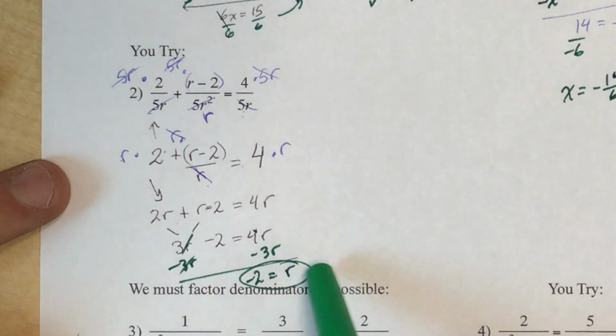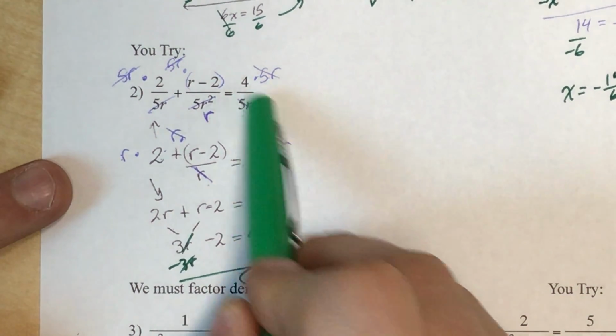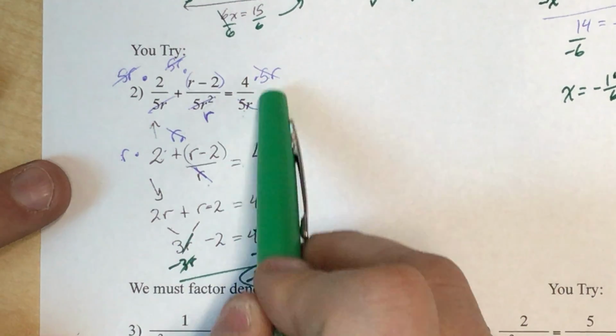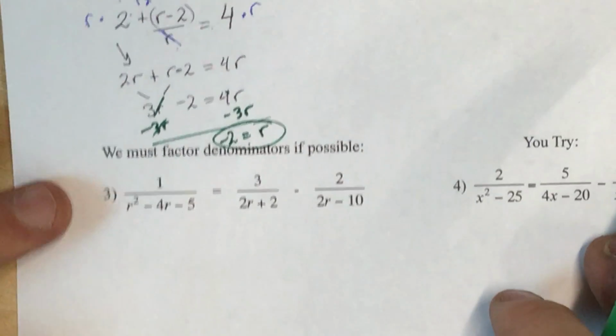Now you try it. Hopefully you got something close to that. Now you can always check your answer by just inputting this negative 2 back into every point of r, and it should make an equivalent expression. But negative 2 is your answer. You can go check it if you wish.